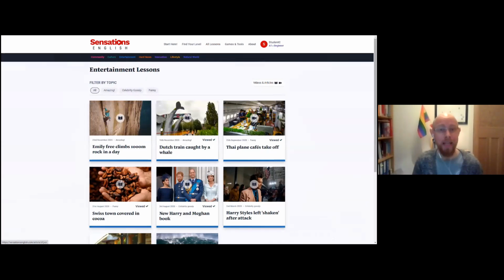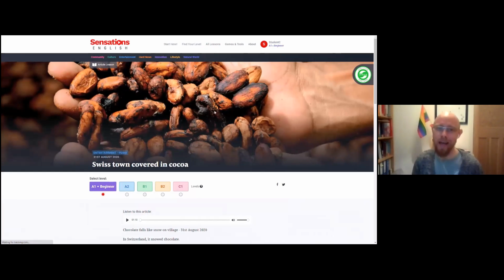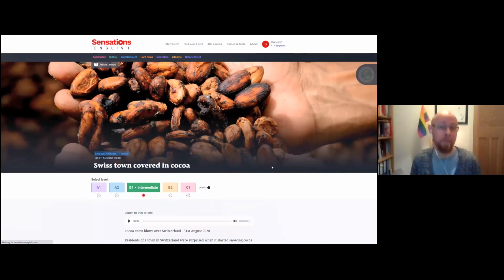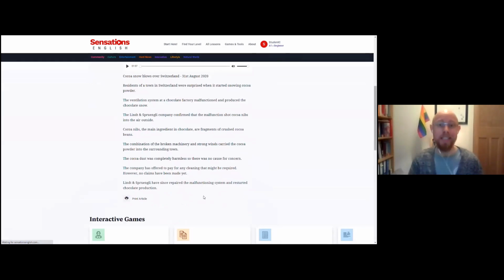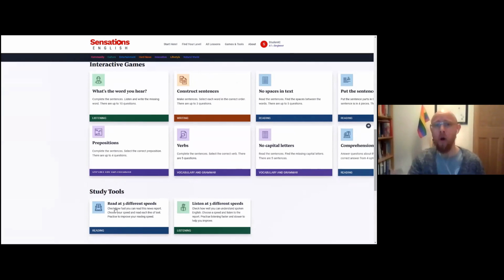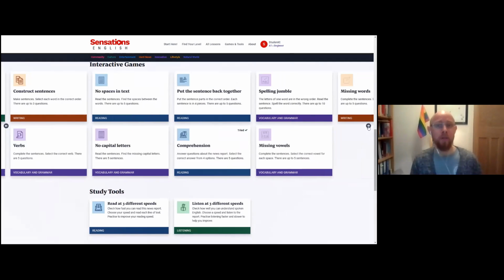I'm going to pop into entertainment and go to the Swiss town covered in chocolate story, which I just loved. It's a story about a problem at the lint factory, and you can see the text is here. There's also a recording of it, so you can use it as a listening, and then you've got all of these games and activities. And think about this as your course book 2.0.